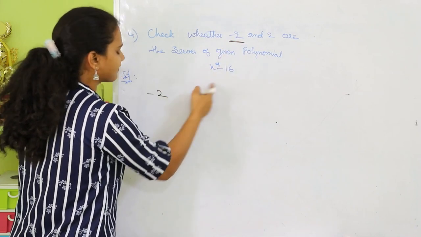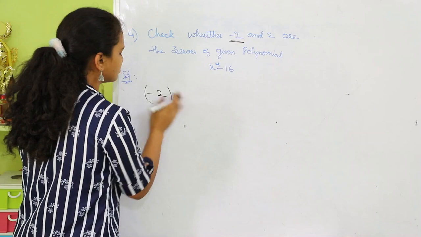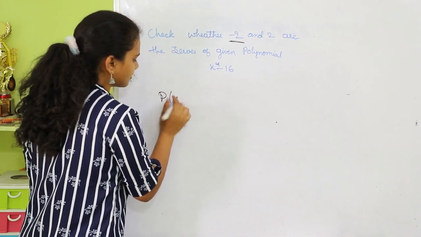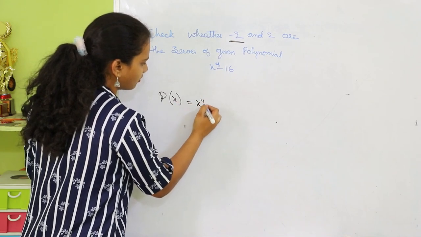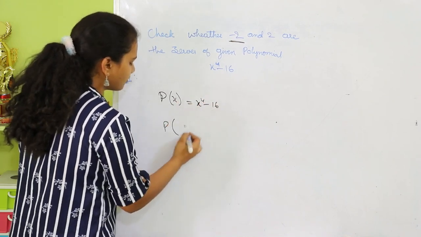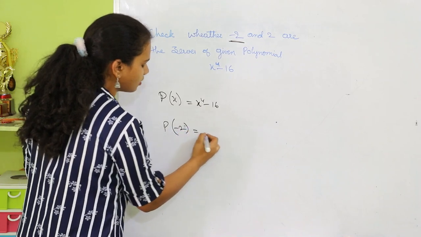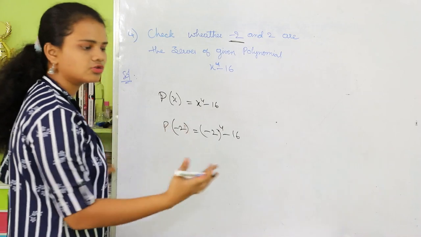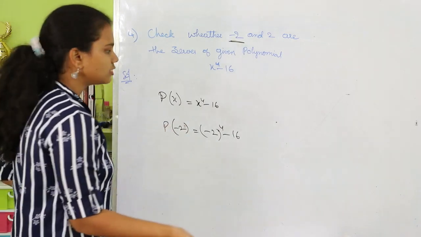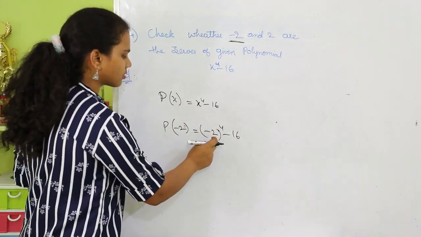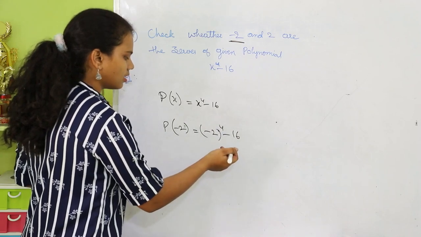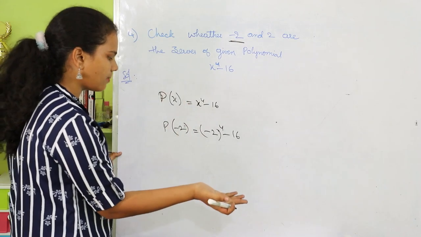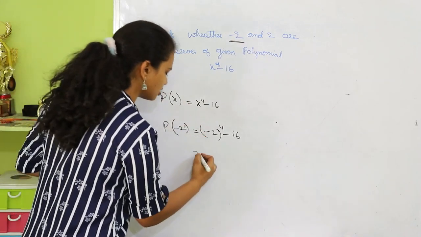Then the given equation is, let it be where the given P of x equals x power 4 minus 16. Then what would happen? P of minus 2 equals minus 2 power 4 minus 16. Clear? 2 2's are 4, 4 2's are 8, 8 2's are 16, right? So minus 2 times minus 2 gives plus 4, then 4 times minus 2 gives minus 8, times minus 2 gives plus 16.